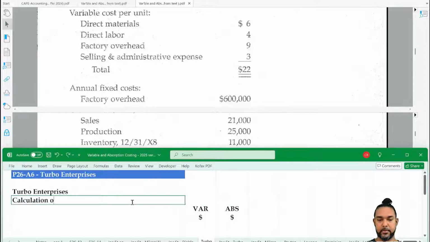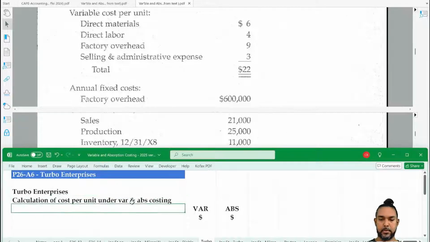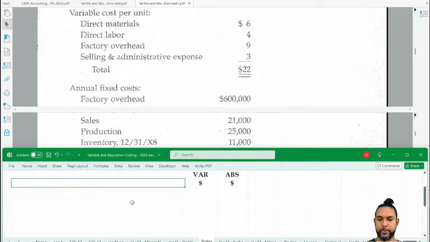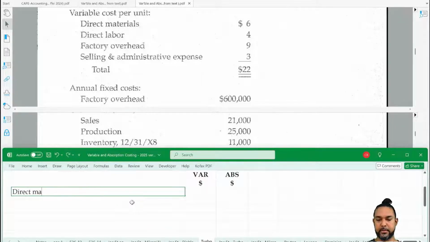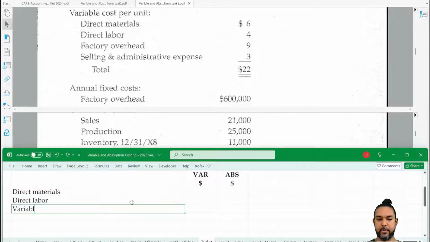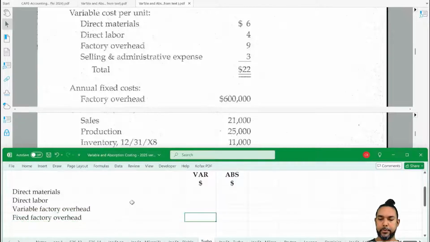Calculation, yes. Cost per unit under variable and absorption costing. Okay, cool. So we know we have our usual components, of course. So direct materials, direct labor, variable factory overhead, and then fixed factory overhead. Right, which we know is not present under variable costing.